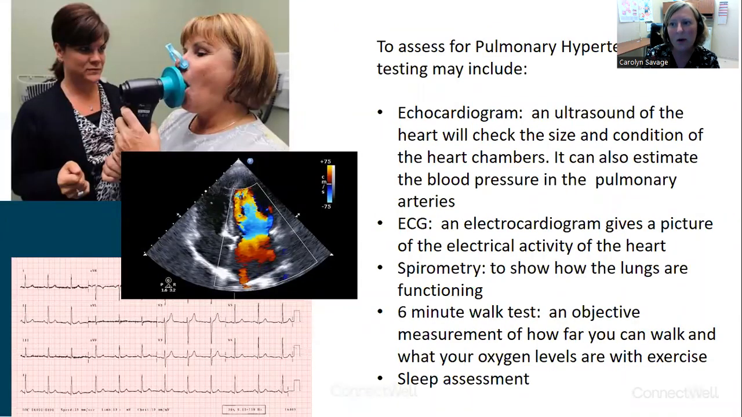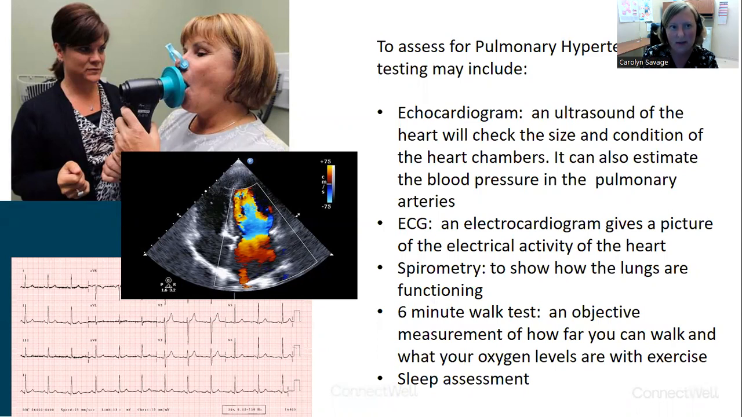To assess for pulmonary hypertension, some of the testing may include an echocardiogram or an ultrasound to check on that right side of the heart in particular. It will measure the pressures within the lungs, the pulmonary system, and measure the size of those heart chambers. Certainly, if there's stress on the right side of the heart, the right ventricle will become enlarged. An ECG is an electrocardiogram, which gives a picture of the electrical activity of the heart.